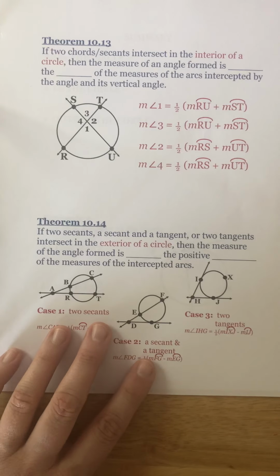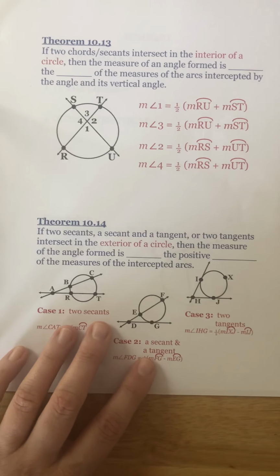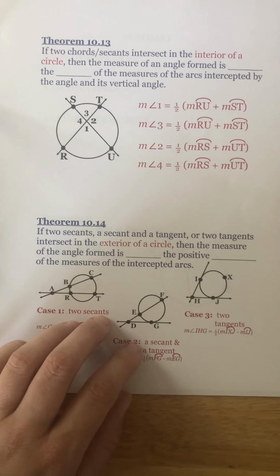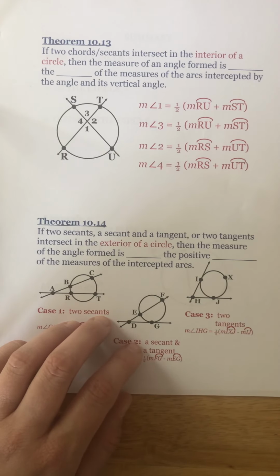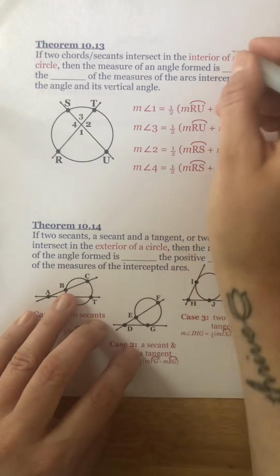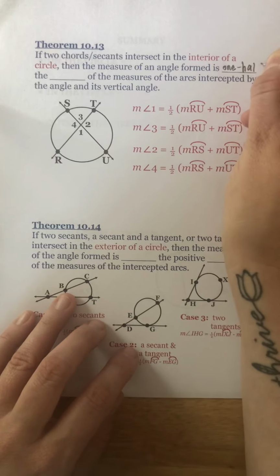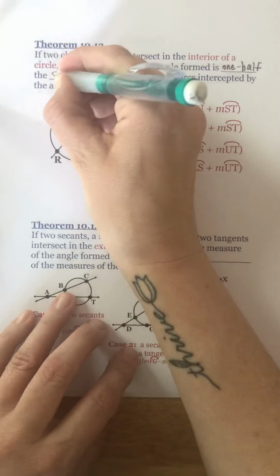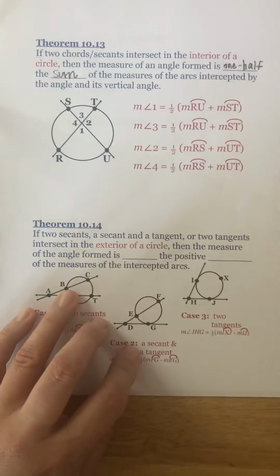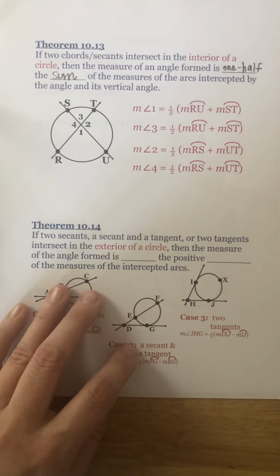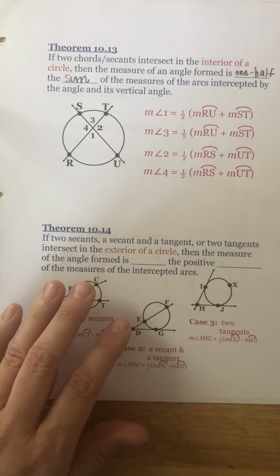All right, so the next theorem says if two chords or secants intersect in the interior of a circle. So this time their vertex is not on the circle, but their vertex is inside of the circle. Then the measure of an angle formed is 1/2 the sum of the measures of the arcs intercepted by the angle and its vertical angle. That's very wordy, isn't it? So let me show you what this means.